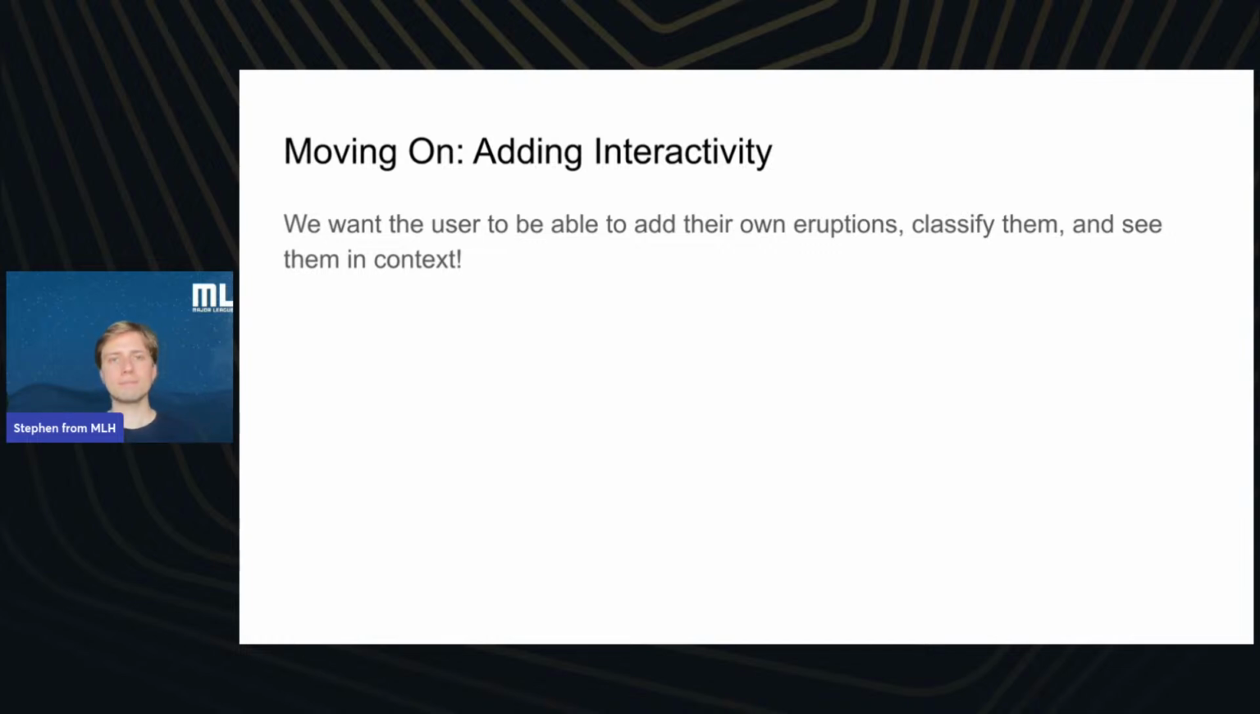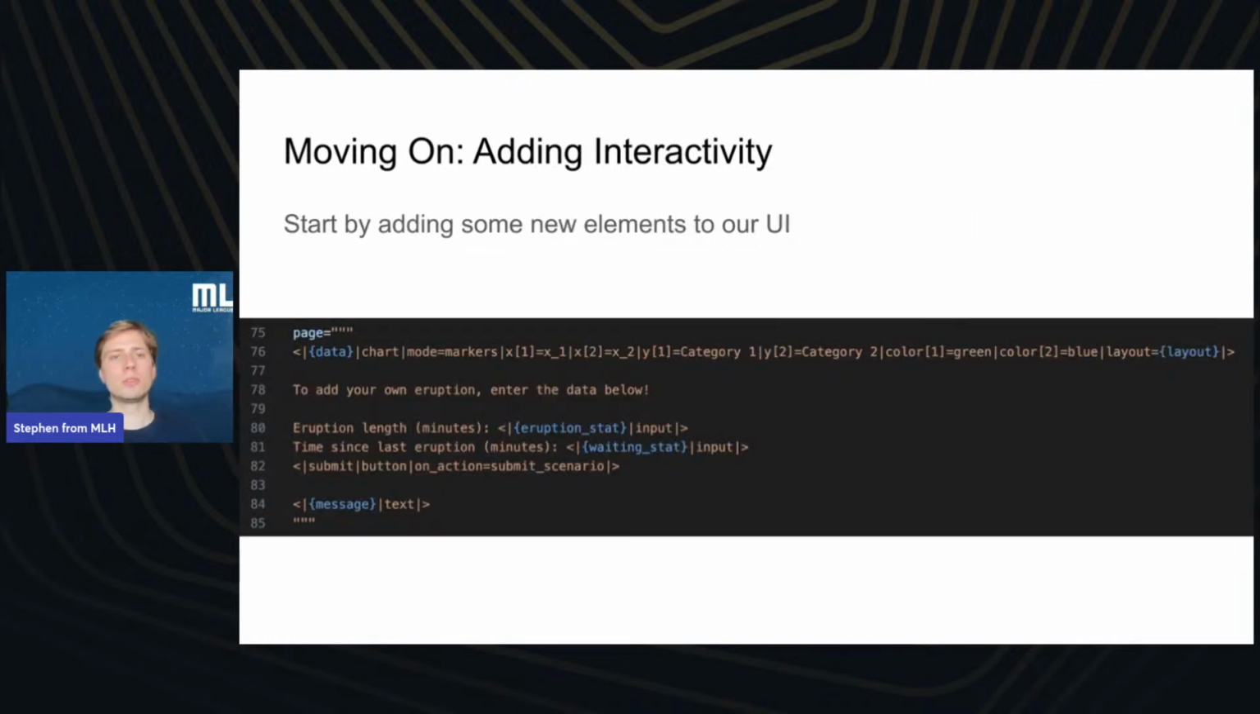All right, so what you'll do first is add some new elements to your UI. And this is really important because we need to have a way to accept input from the user. So I wrote a little bit of markdown script here to add your own eruption, enter the data below, and then the eruption length in minutes and an input field. So let's test that out. Let me write that in.